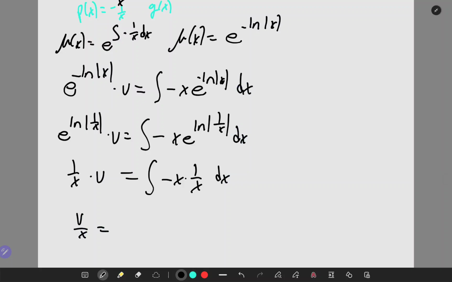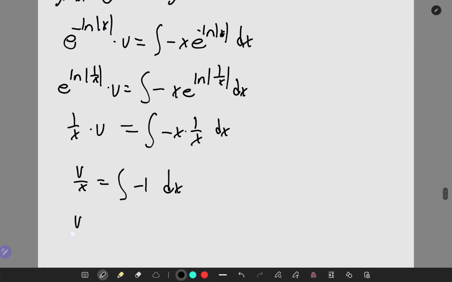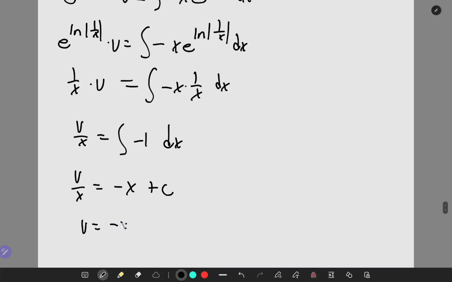So then v over x is equal to the integral of negative 1 dx. So that's going to become v over x is equal to, I'm going to integrate now, negative x plus c. If we multiply both sides by x, we're left with v is equal to negative x squared plus c times x. And then we have our solution when it's in terms of v.